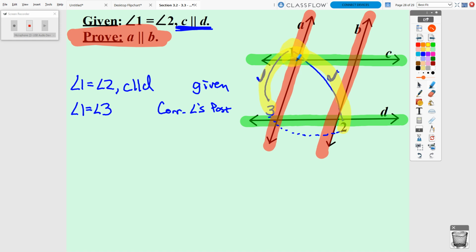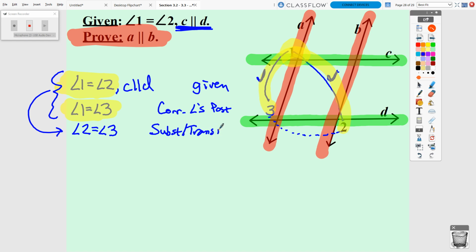And so now it's time for that middleman, angle 1, to back out. So we're going to take that given piece and that corresponding angles postulate piece, and let's bring them together. That was a crazy squiggle bracket. So if angle 1 equals angle 2, and angle 1 also equals angle 3, well, now we can say that angle 2 is equal to angle 3. And we used either the substitution or the transitive property. You pick one. You don't have to write both.